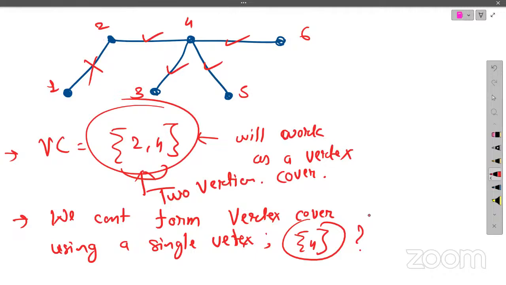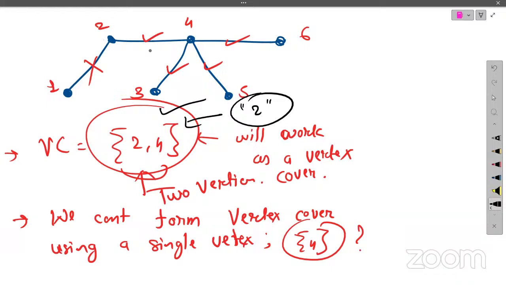Yes. If we remove one from that graph, then 4 can work only, right? Then 4 will work as a vertex cover, right? But in this graph, now we need at least 2 vertices to cover the whole graph. So this number 2 is actually important to us. So this is the one problem we have.